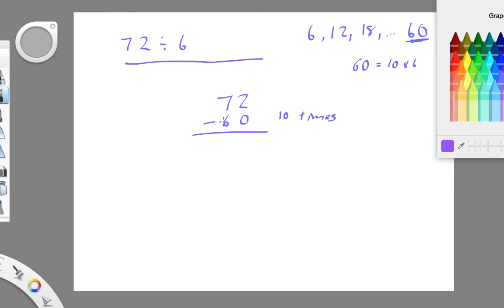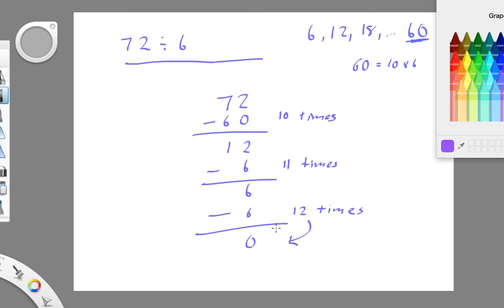Okay, so this is going to show you a little shortcut. 72 minus 60 is 12. Now I can subtract 6 from that, and that would be my 11th time. And that would be 6. And if I subtracted 6 from that, it would be my 12th time. And that would be 0. So you can see that we get to 0 by subtracting 6 12 times.